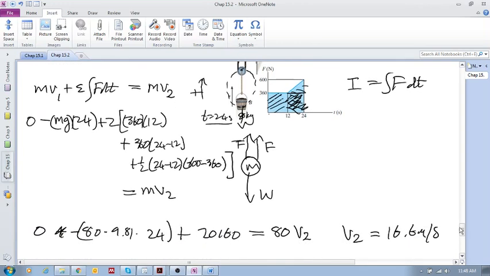So we learned that for your force-time curve, the area under this curve gives you your impulse, and we applied that to our calculation over here.